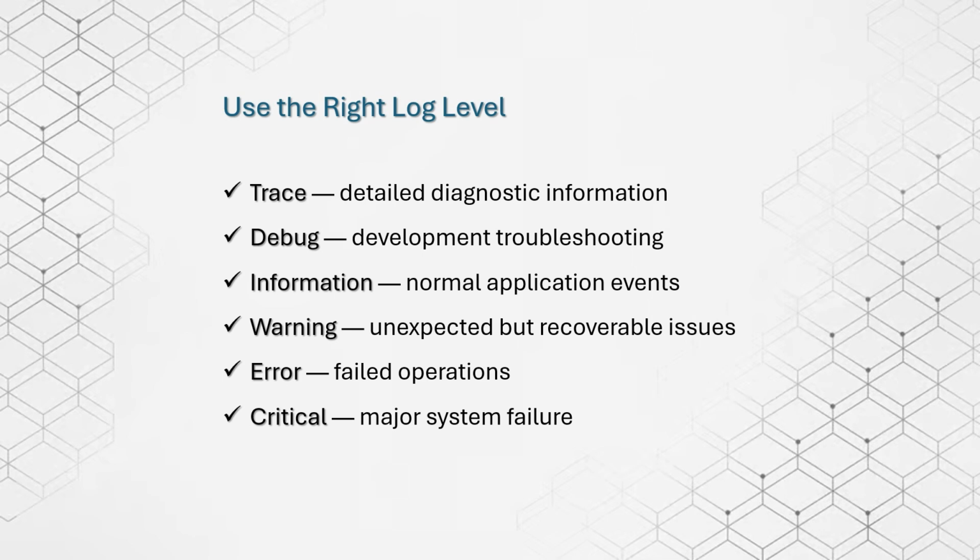Log levels help separate normal events from warnings and failures. Information logs are useful for important application activity. Warnings indicate something unusual that did not stop the operation. Errors indicate failures that need attention, while critical logs are reserved for serious system-wide problems.